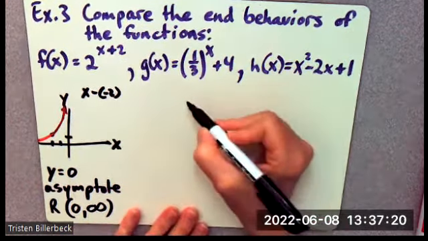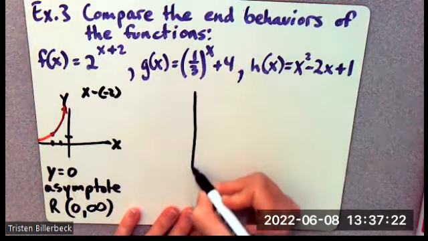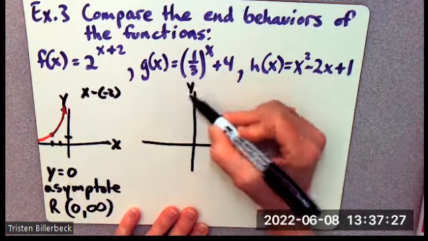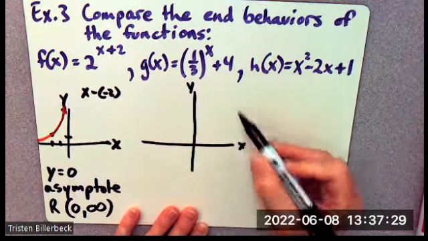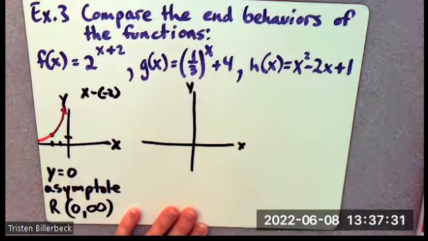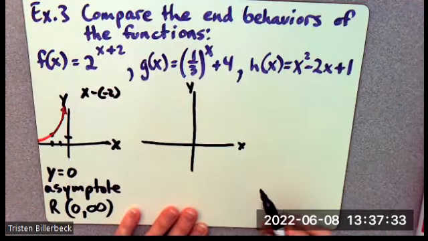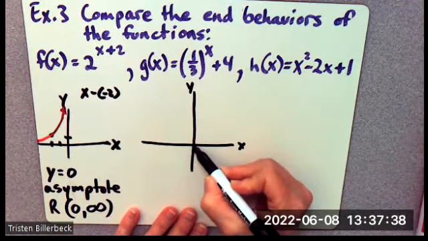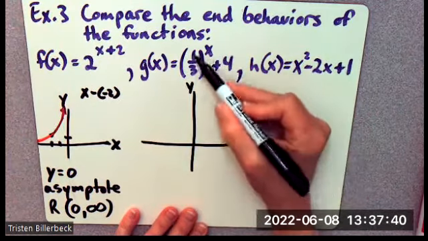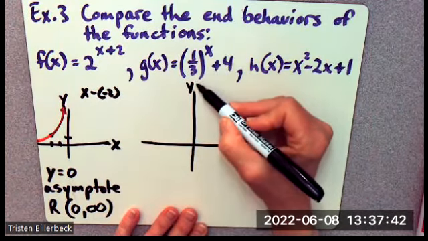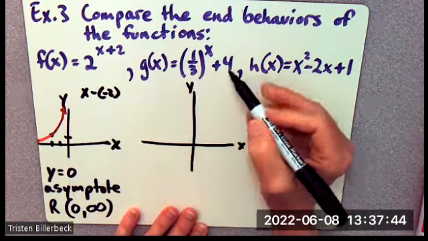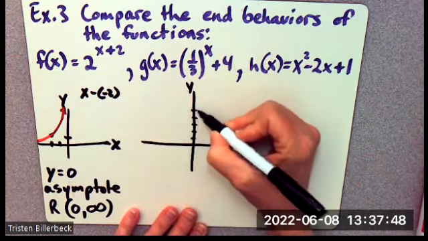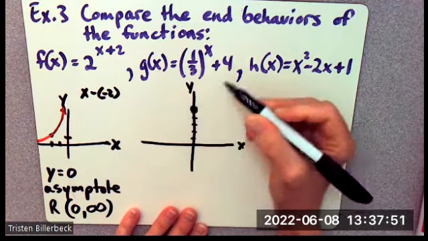So let's sketch this one. So this one, we've got a shift up of 4. But this is 1/3, so 1/3 is a little tricky. So when we have 0, 1/3 to the 0 is still 1. So 1 plus 4 is 5. 1, 2, 3, 4, 5. So we have a point right there.